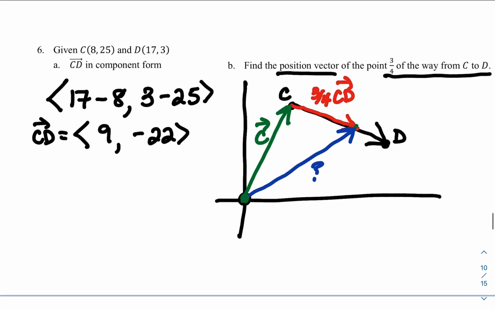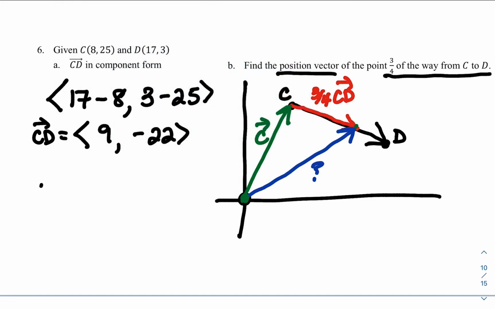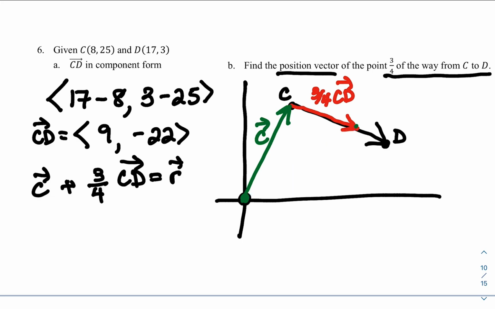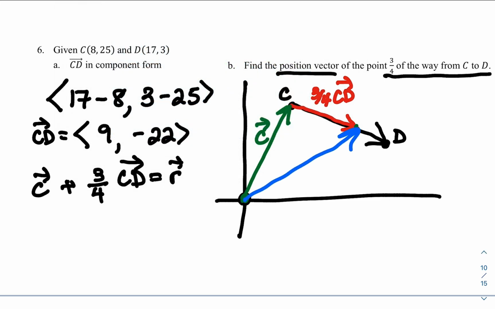So the vector addition that I'm doing here is I'm taking vector C, which is that green vector, plus 3/4 of the vector from C to D, to get my resultant vector, which I'll just call R so that I won't call it question mark anymore. So I'm going to take that question mark away. Oops, took my vector away as well. So that's what I'm looking for. That's the resultant vector. That's what my answer is going to be.